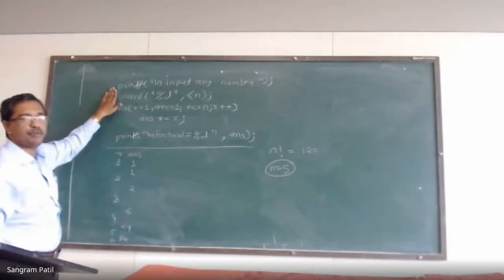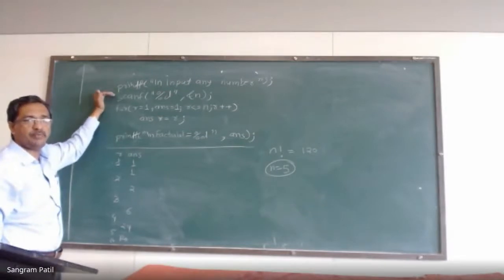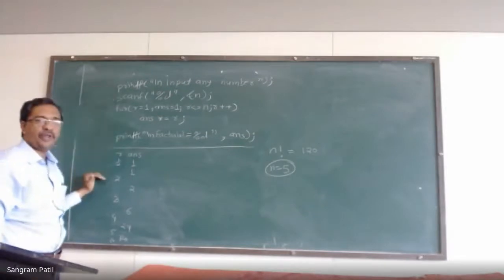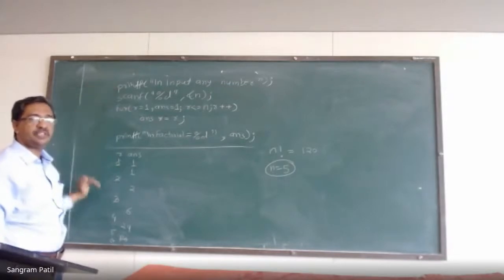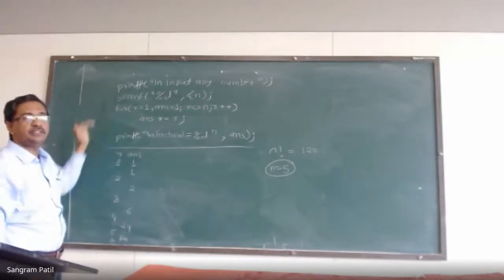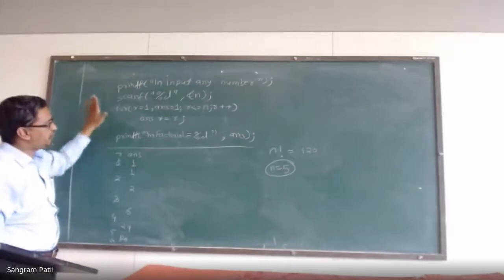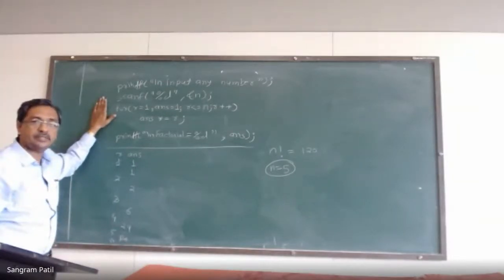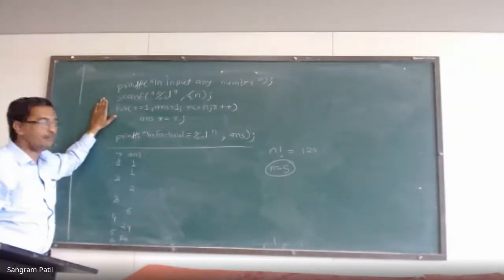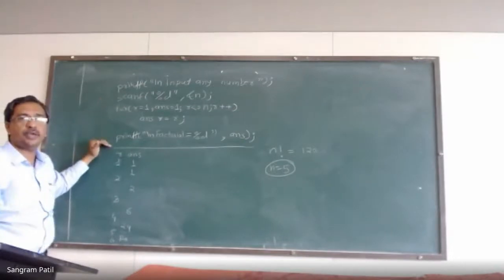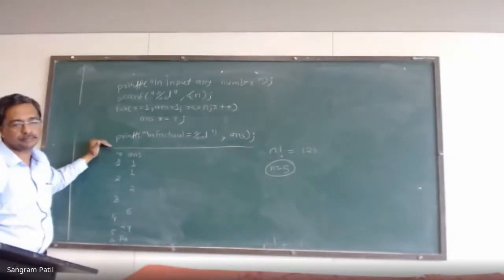Whatever value of n you input from the keyboard, if you input 4, it will give you 4 factorial. If you input 6, this will give you 6 factorial. If you input 3, this will give you 3 factorial. So this program reads any number from the keyboard and displays the factorial of that particular number.